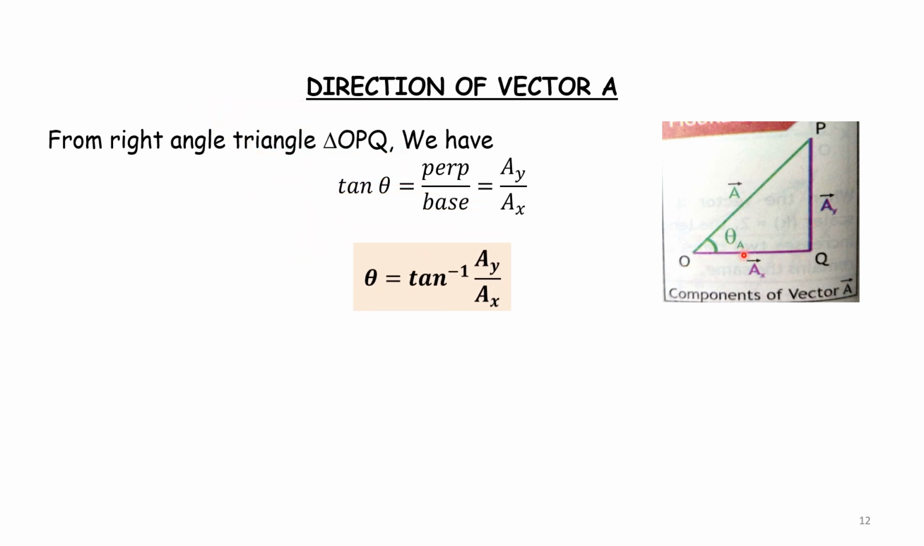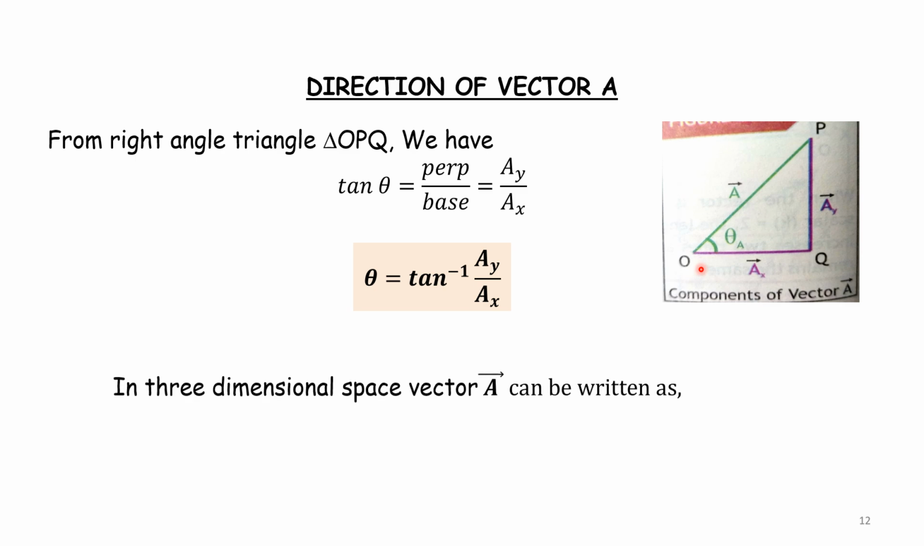If I want to find theta, then tan moves towards the right side, so theta equals tan inverse of Ay upon Ax. If I know the value of Ay and the value of Ax, I can easily calculate this theta, which represents the direction of vector A. Theta is basically theta A.